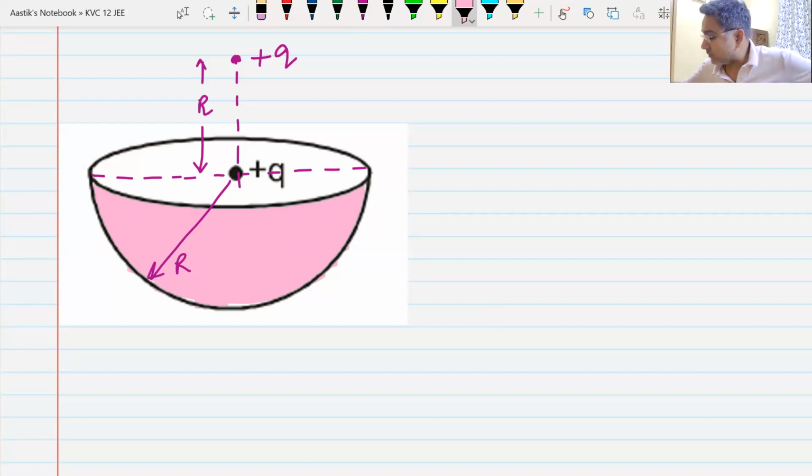Remember, the charge is not placed here. This is the center of the sphere. You can call this C. The charge is placed at a distance r from this hemisphere. How will you find the flux through this pink part?